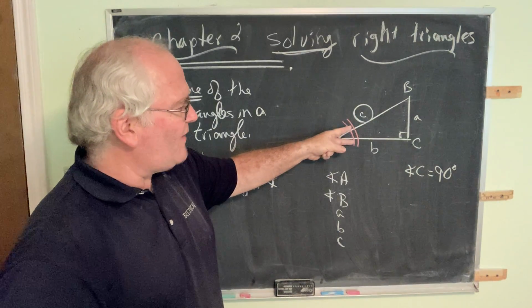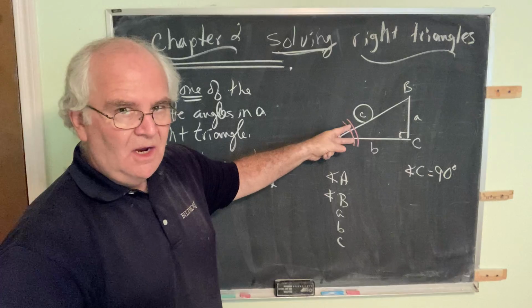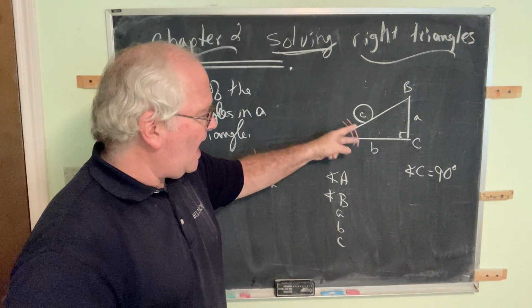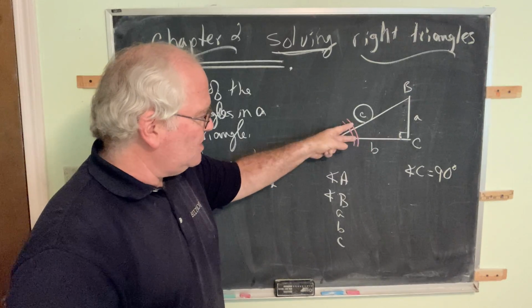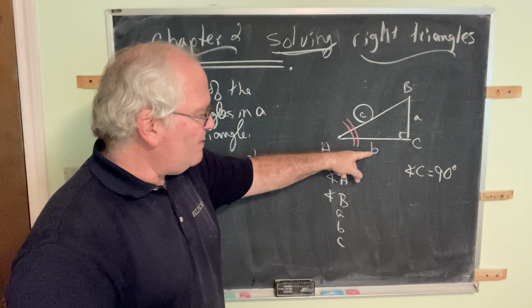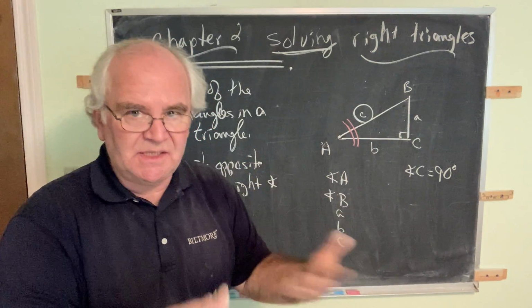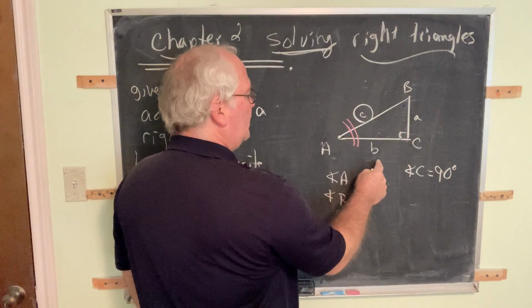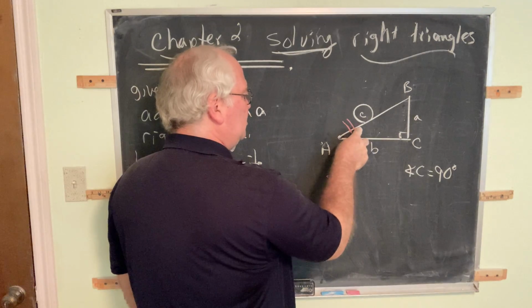Hypotenuse is C. So which of A or B is adjacent? Well, B is one of the sides of angle A. Do we see it? B is one of the sides of angle A. B is the adjacent side. Adjacent means standing right beside it. Look, it's right beside it, right? So B is the adjacent side.